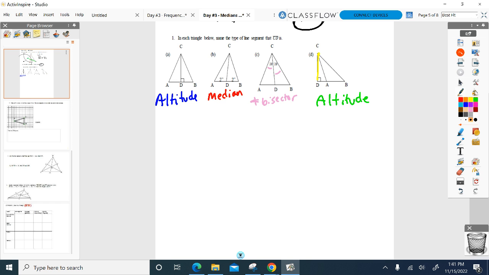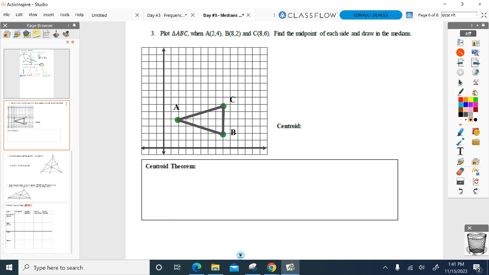All right. Let's turn our focus back to medians then, because this is our last pair of lines we need to talk about. Give you a second. Go ahead. Plot triangle ABC, and we'll go.